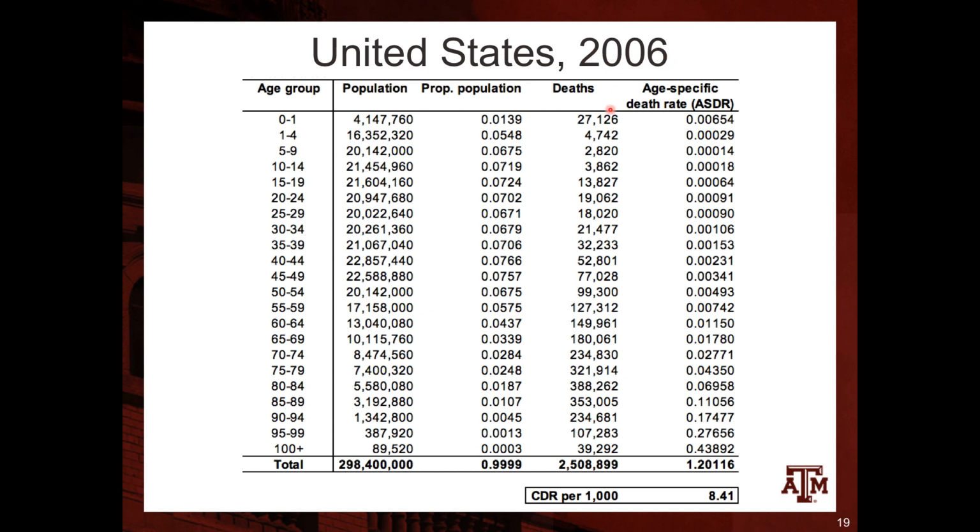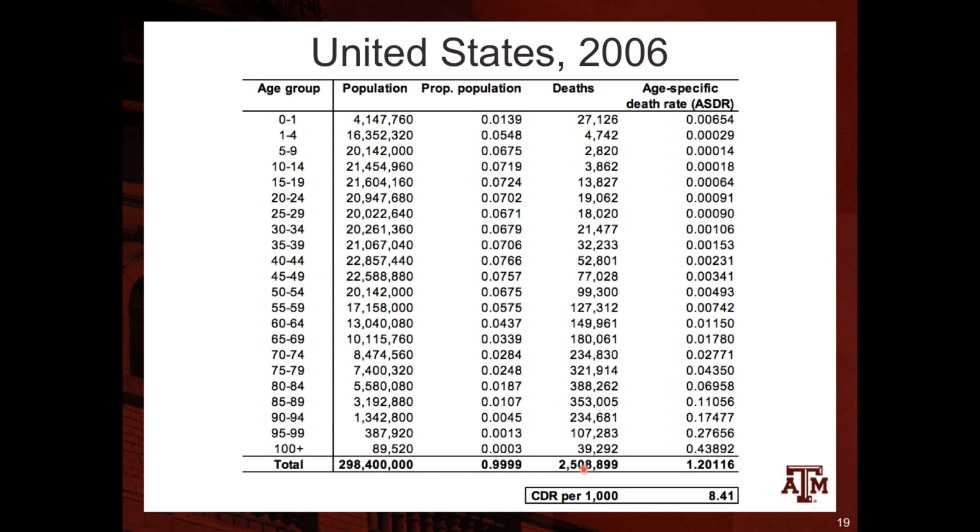In that same year, these were the number of deaths that were counted in each one of these age groups. If we take this number of people who died in this specific age group and we divide by the people in that age group, we have the age-specific death rate for that specific age group.